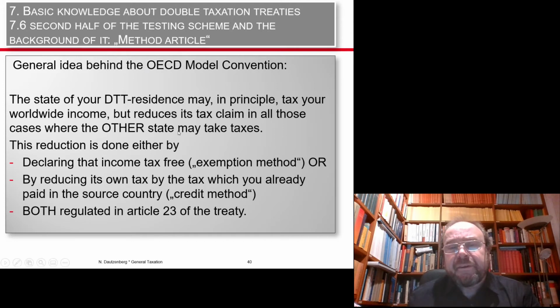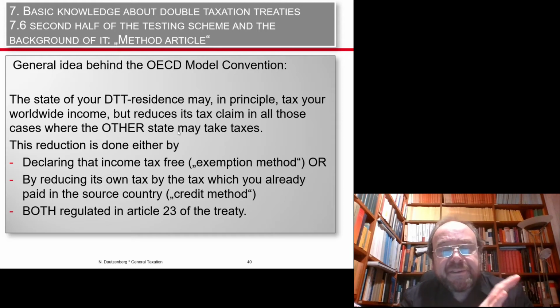Now the interesting thing is the list only says if the source country can tax the stuff. The OECD says, well, in your country where you are resident, we have said at the beginning they claim your worldwide income. So this is already clear. This is the basic rule. Resident state gets worldwide income. The only thing is if the source state also is allowed to levy tax under the treaty, then there would be a double taxation and the resident state has then to back down from or reduce the tax claim in order to avoid a double taxation.